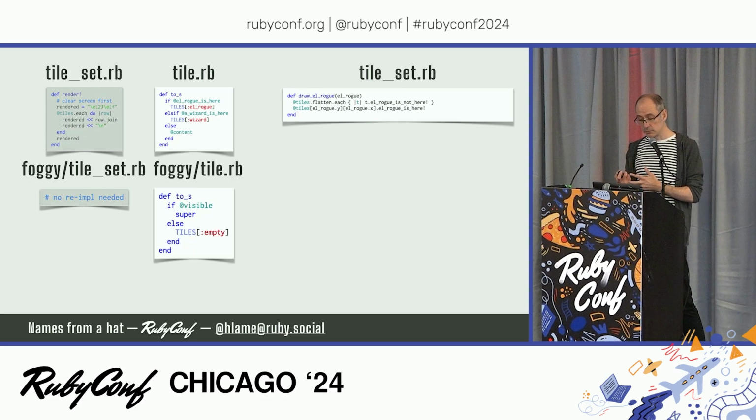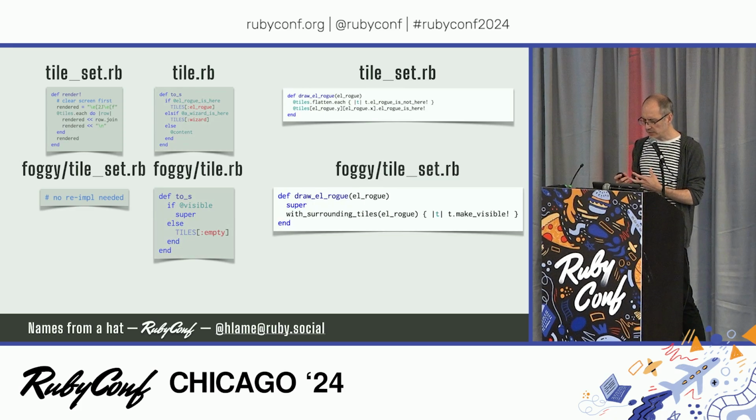In my foggy tile, to_s relies on the tile knowing if it's visible or not. If it is, call super for the original implementation. But if it isn't visible, we render the empty tile. How do we know if it's visible? Well, we change the draw Elrogue method on the tileset to act as before. Tell the tile that represents Elrogue's XY coordinates that Elrogue is here, but also tell the tiles surrounding Elrogue that they are visible.